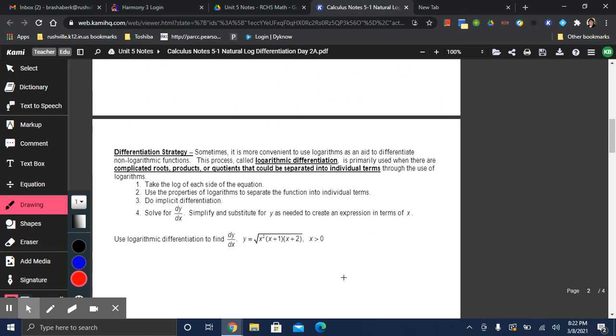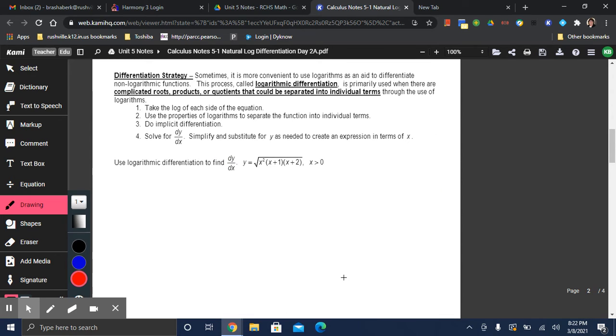Now, I'm going to go on to the next strategy. This one is not a strategy that we have used before, but it's called logarithmic differentiation.